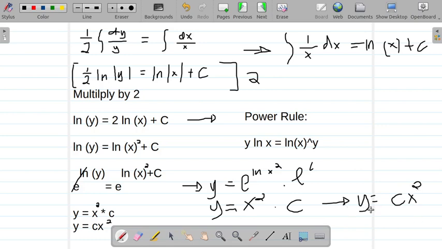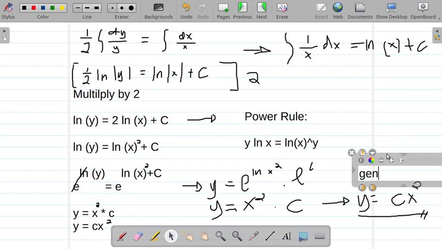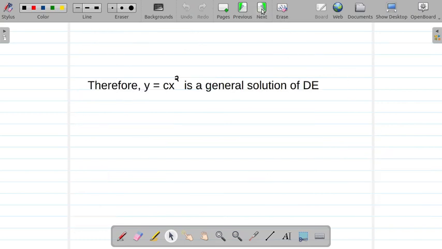Since we have no value for the constant c, this solution is called a general solution. C is undefined, so it is called a general solution. So next, therefore, y is equal to cx squared is a general solution of the DE since c has no value.